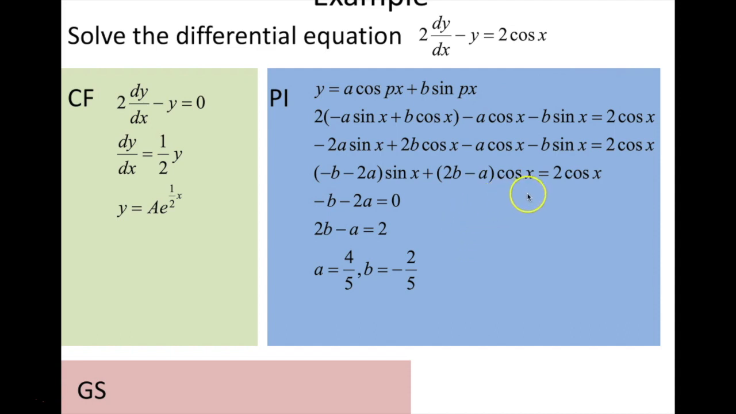At this point, what we have done is we equate the coefficients of each of the terms. So the coefficient of sine x should be 0 because there is no sine x on the right hand side, and the coefficient of cos x should be 2, since the coefficient of cos x on the right hand side is 2. So from there we can get a and b, and therefore we can get our particular integral. Then our general solution should be the sum of the complementary function and the particular integral.